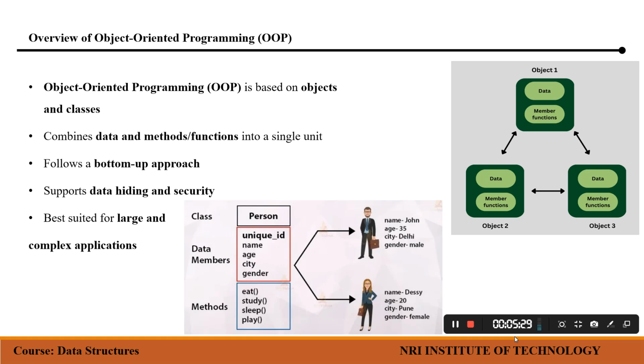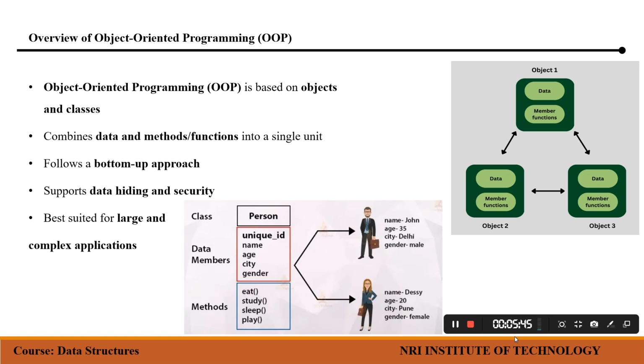So you can see the picture here on the right. Data and member functions related to an object. Object 1, its data and its member functions. Object 2, its data and its member functions. Object 3, data and its member functions.